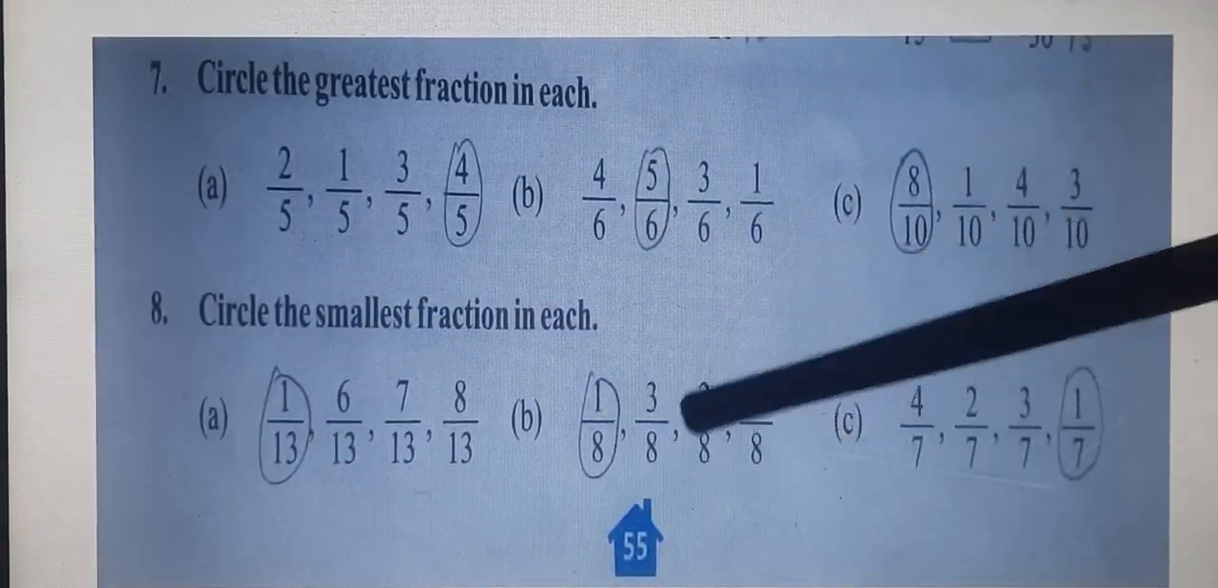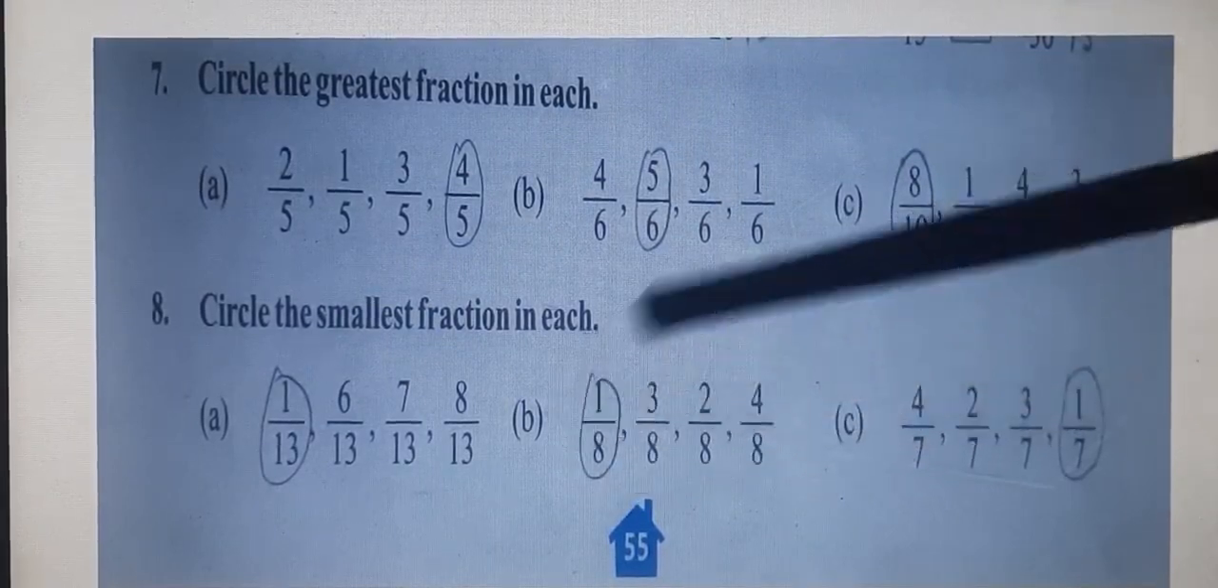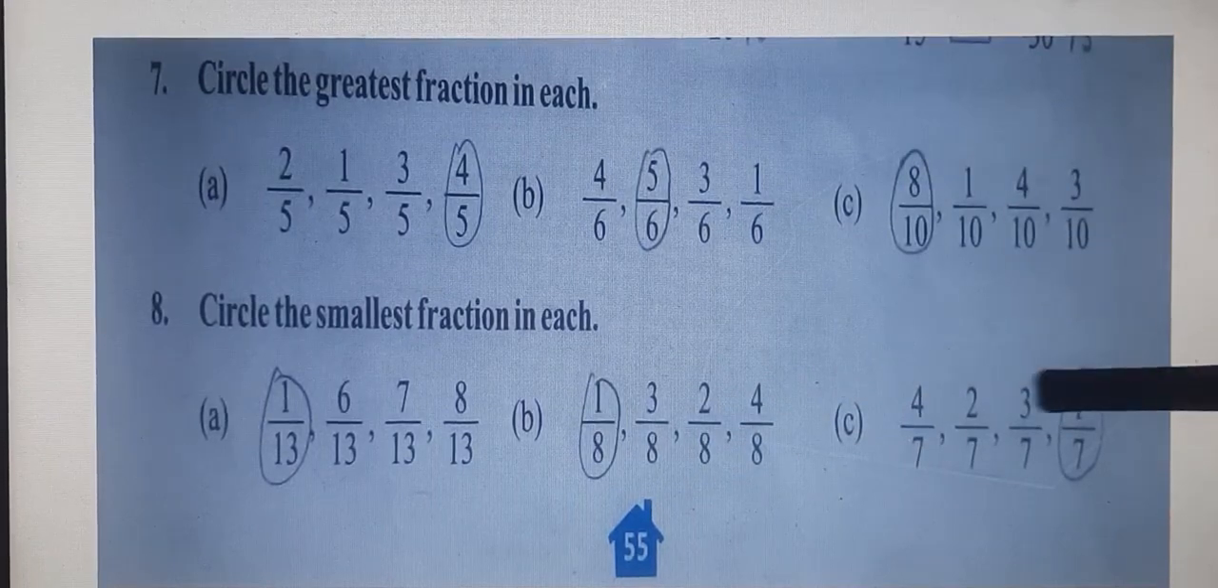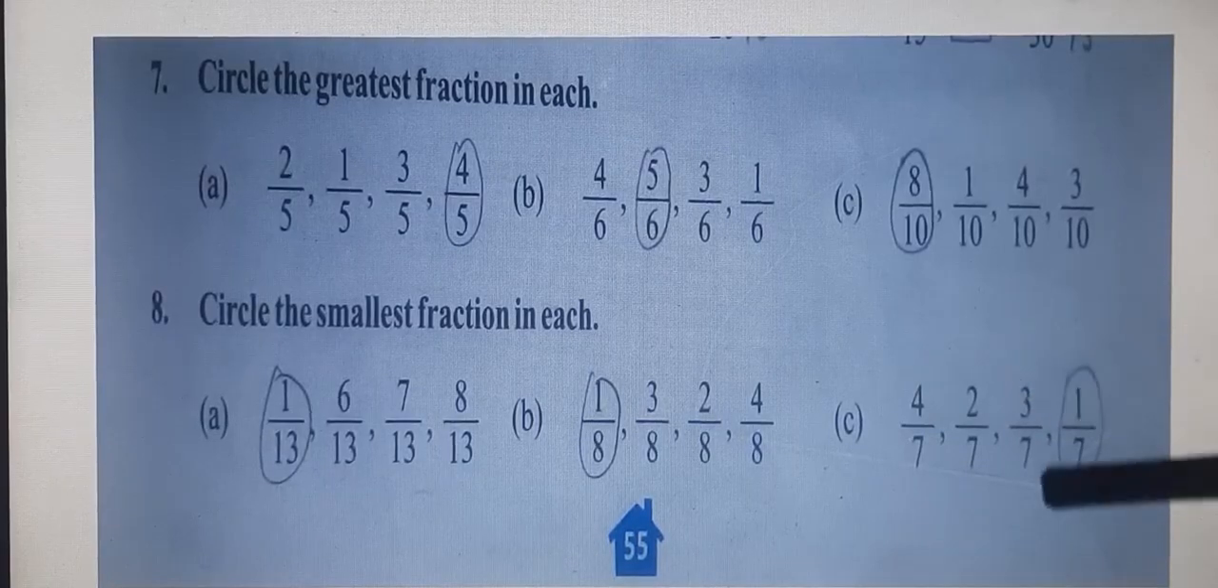1 upon 8, 3 upon 8, 2 upon 8, 4 upon 8. Smallest fraction is 1 upon 8 because numerator is smaller. 4 upon 7, 2 upon 7, 3 upon 7, 1 upon 7. Smallest fraction will become 1 upon 7.